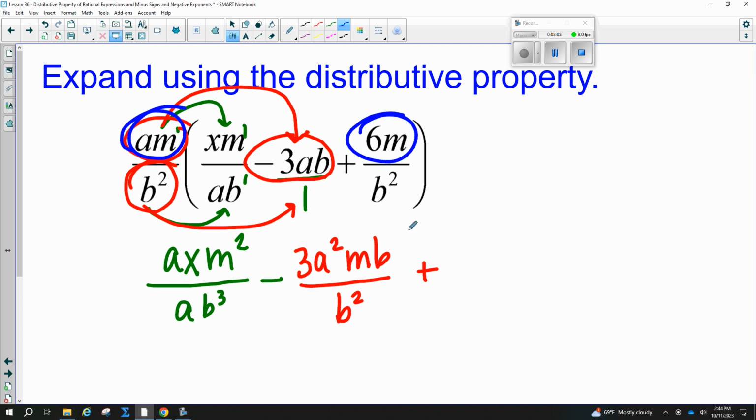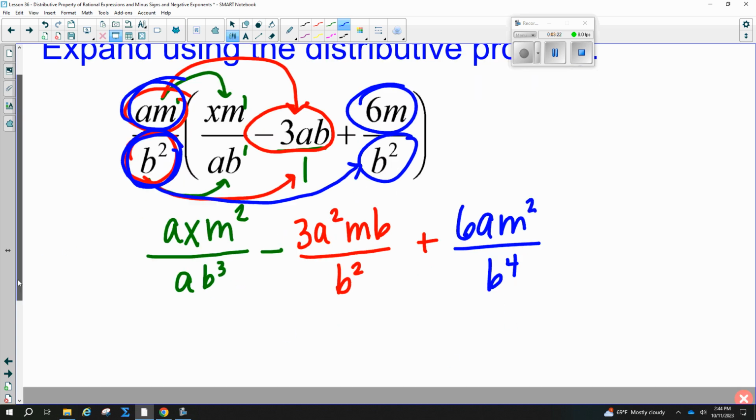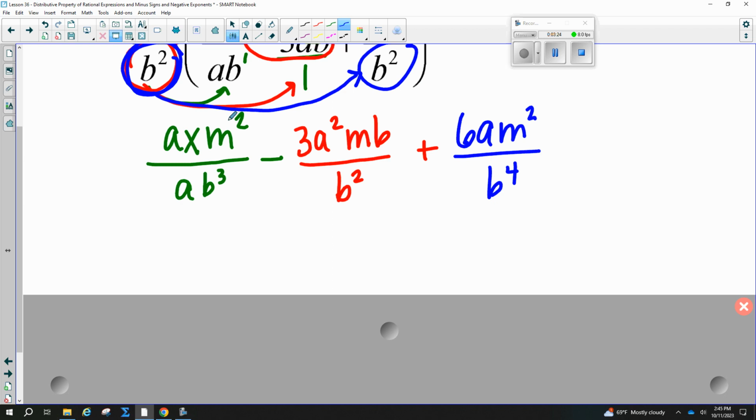All right, now I'm going to multiply the top to the top all the way over here. Notice I put a plus sign because there's a plus sign here. So I have am times 6m, which is 6am squared. All over. Now I'm going to multiply the bottom times the bottom. So I have a b squared times a b squared, and again, those exponents add. Now we need to simplify within each fraction.